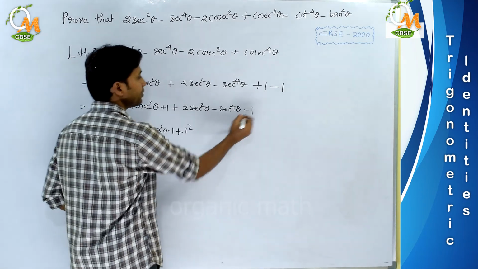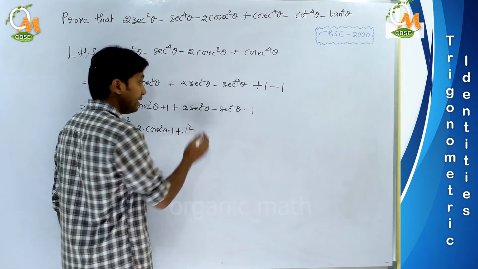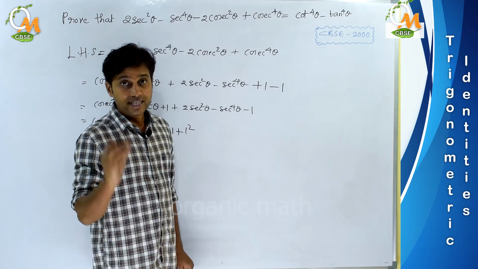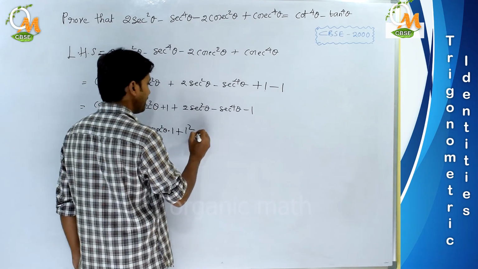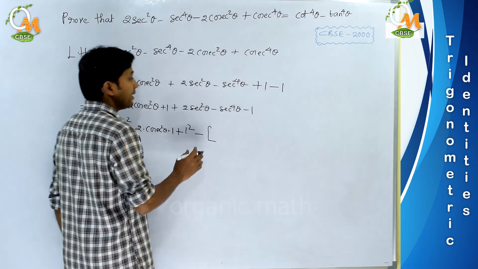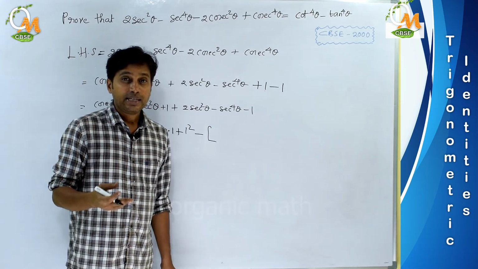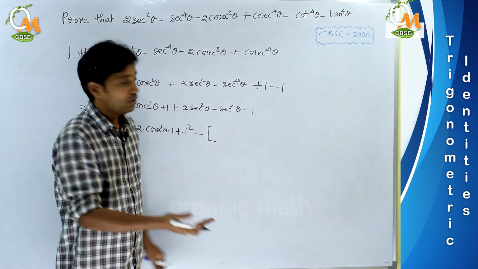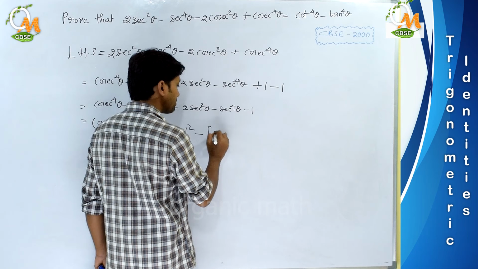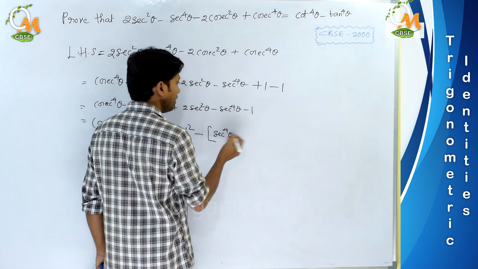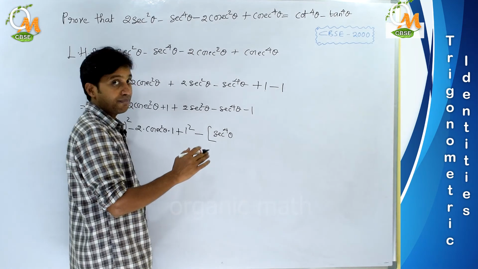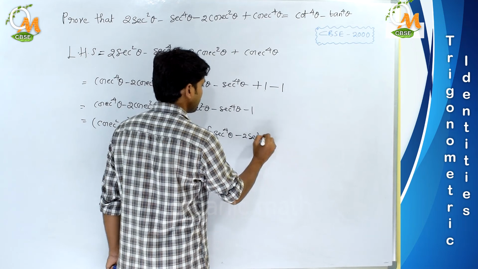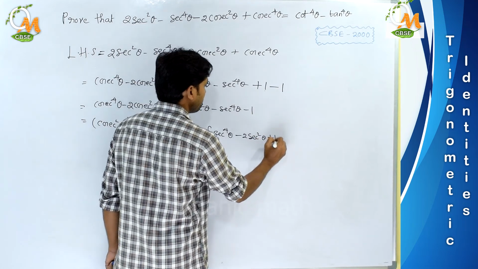Here 3 more terms are left over. Take minus sign common from all of those, and put the bracket. When you take minus sign in common, the signs of the inside terms will change. So now this minus secant power 4 theta becomes plus secant power 4 theta, this plus 2 secant square theta becomes minus 2 secant square theta, and minus 1 becomes plus.